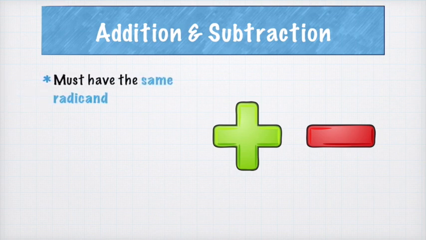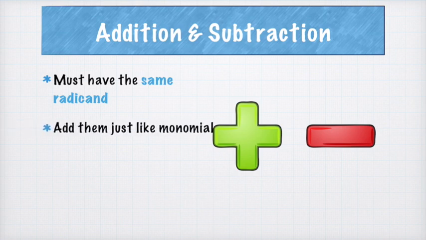So for addition and subtraction, there is a rule, there's like a stipulation, and it's that they have to have the same radicand. So the thing underneath that square root sign has to be the same. What you're going to do is add them up just like a regular old monomial. And when you do this, you want to think like terms.